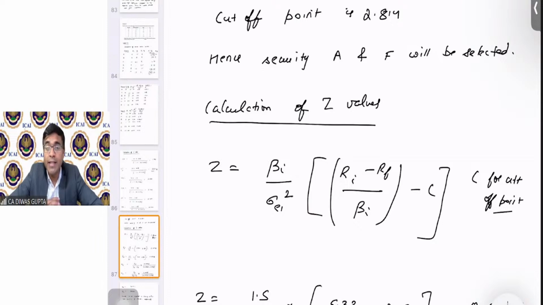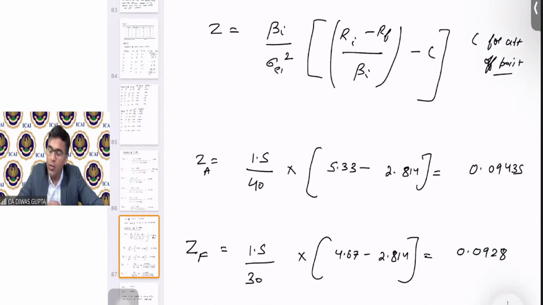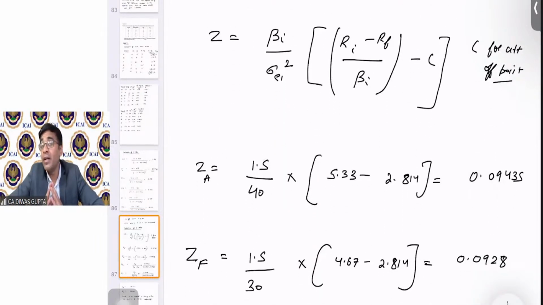Now, when those securities are selected, we also have to answer what amount of investment we have to make in them. That will be answered with the help of Z value. For Z value also, we are using Treynor ratio minus C. If you see this in the brackets, Treynor ratio minus C is what it is. And lastly, we reduce C from that and multiply by beta divided by the residual variance. Okay.